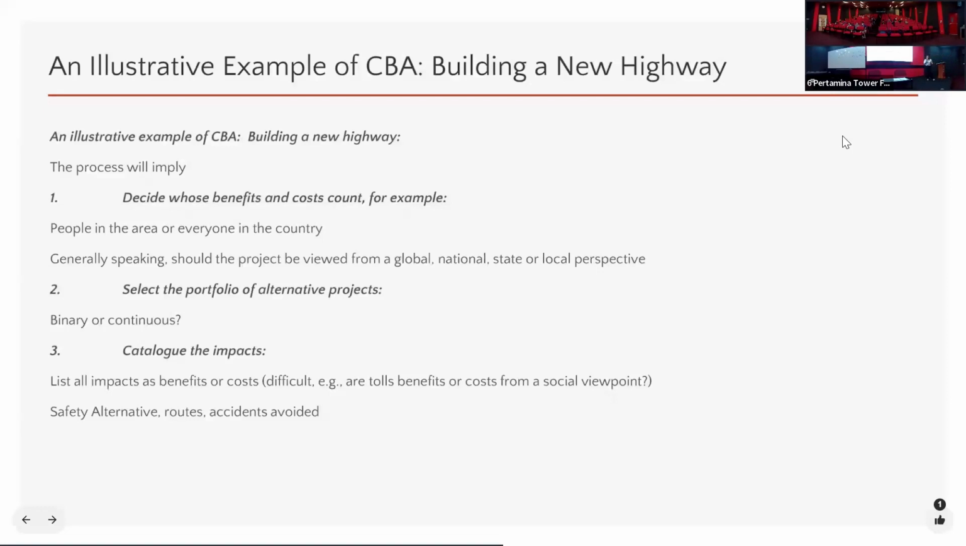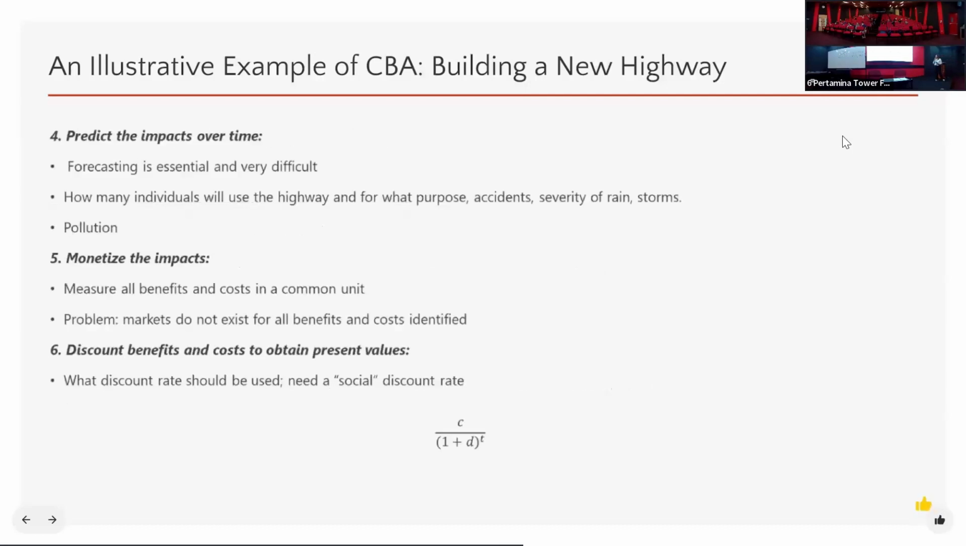Safety alternatives, routes, accidents avoided. What would you do with the roads in Indonesia? I will build another road for the motorbikes, no? That will reduce a bit of mortality on the roads, no? Maybe? Okay? All the opportunity costs. We need to predict the impacts over time. We need to monetize the impacts all in the same unit. And we need to calculate the discount rate, okay?